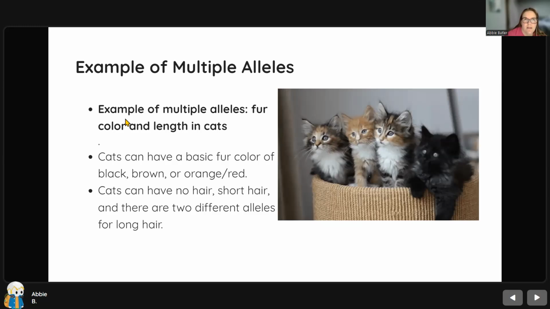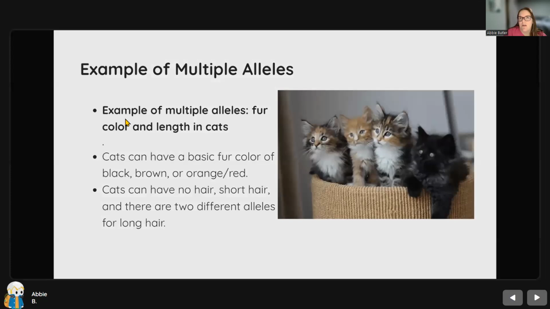Color in cats, fur color, and their height and length are examples of multiple alleles. The basic fur color can be black, brown, orange, red, white, but they could have no hair, short hair, long hair, medium length hair, wavy hair, straight hair, curly hair.